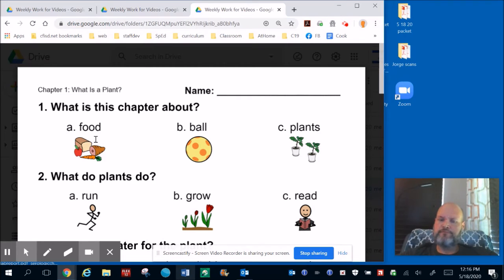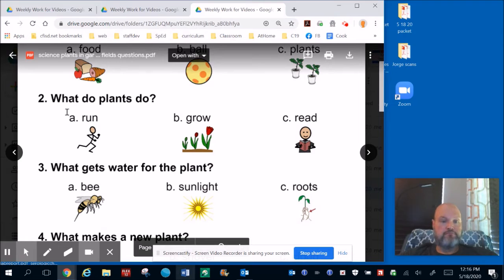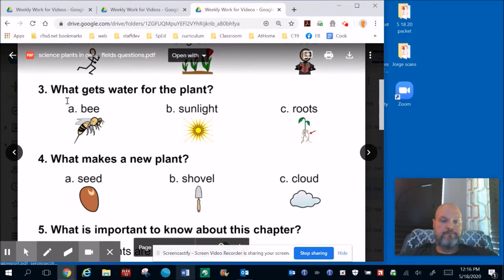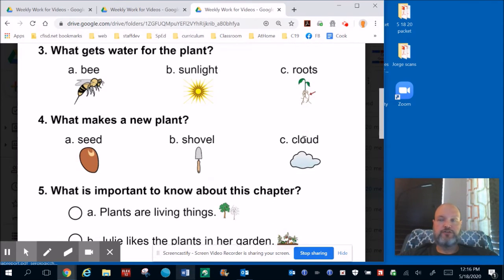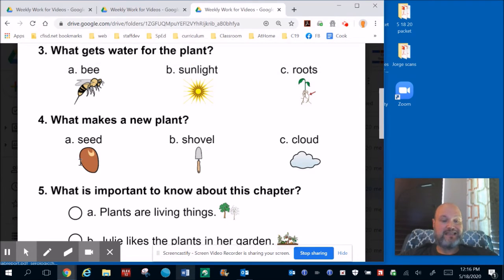All right? Question number 1 says, what is this chapter about? Is it about food? Is it about a ball? Or is it about plants? Question number 2, what do plants do? Do they run? Do they grow? Or do they read? Question number 3, what gets water for the plant? Bees, sunlight, or the roots? Question number 4, what makes a new plant? Seeds, shovels, or clouds?